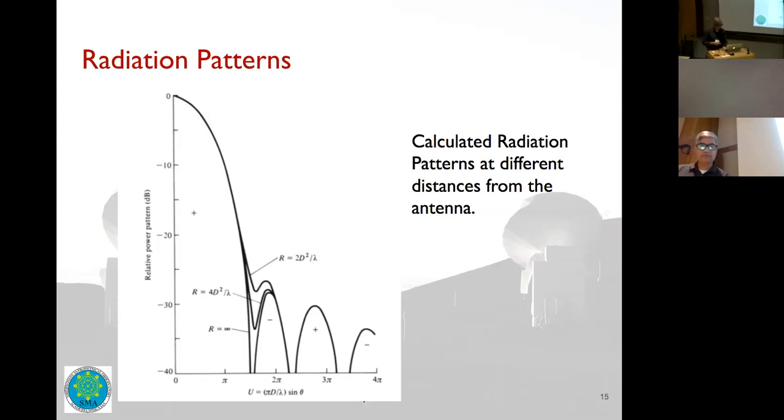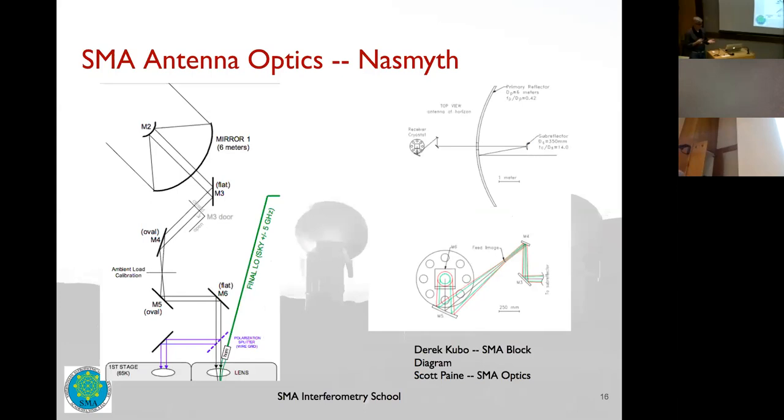Okay, so coming to the SMA optics, it's a little bit more complicated. We have a modified Cassegrain or a Nasmyth mount. I think the JCMT also has Nasmyth mounts, and they can also have primary. This sort of design is a very common one if you want to have receivers which are off to one side rather than sitting right behind the telescope.